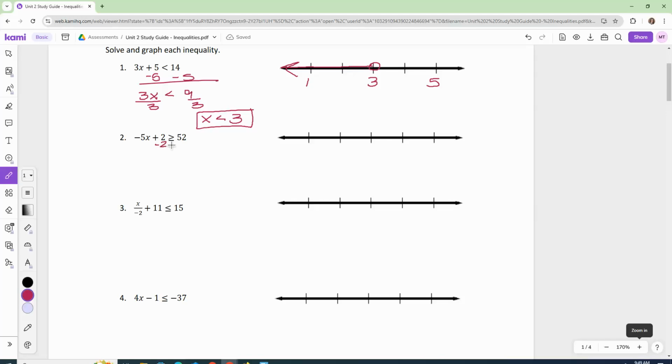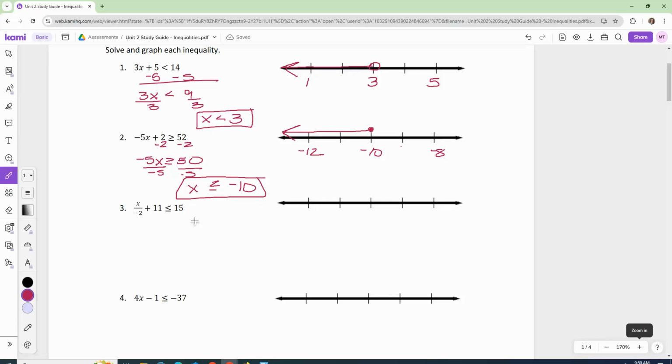Minus 2 is 52. So that would be a 50. And then, divide. So when you divide by a negative, what happens? It's opposite. And that would be a negative 10. Okay, so we need negative 10. Getting bigger, getting smaller. Open or closed circle at negative 10? Closed. Going to the left.